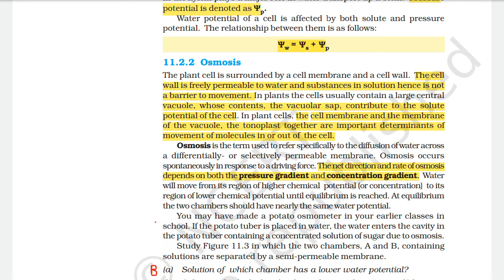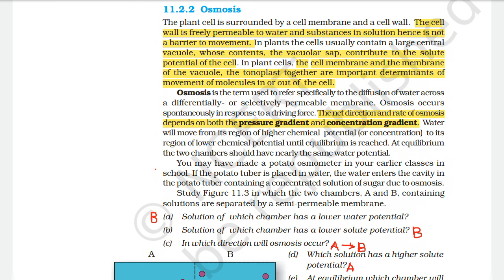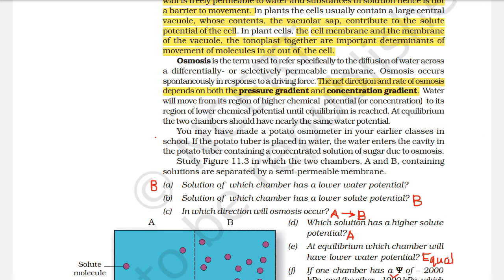Here a very important line is written: the cell wall is freely permeable to water and substances in solution. So the cell wall is not a barrier to movement. Next comes the cell membrane. The cell membrane and the vacuole membrane, known as tonoplast, are both very important determinants of movement of molecules in or out of the cell. This is a very important line. Osmosis is the term used to refer specifically to the diffusion of water across a differentially or selectively permeable membrane. The net rate is dependent on pressure and concentration gradient.